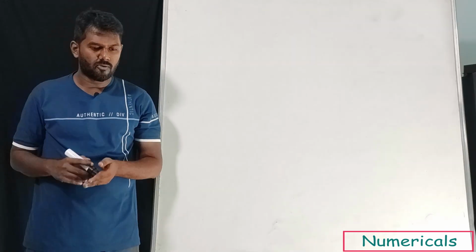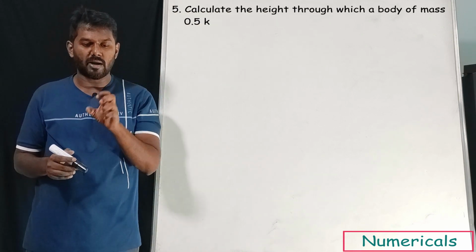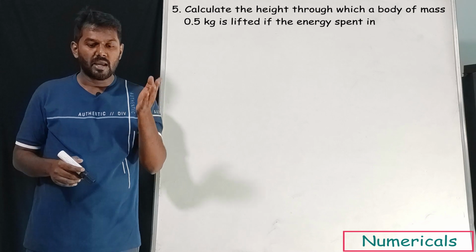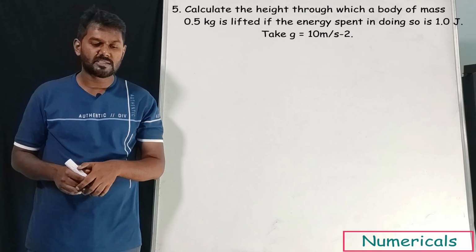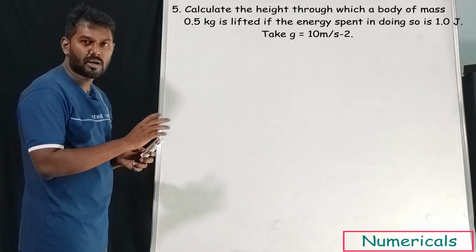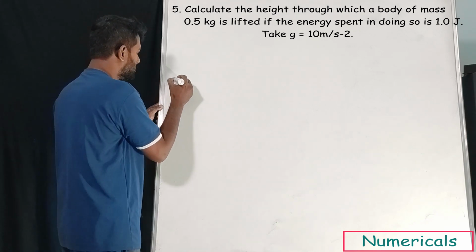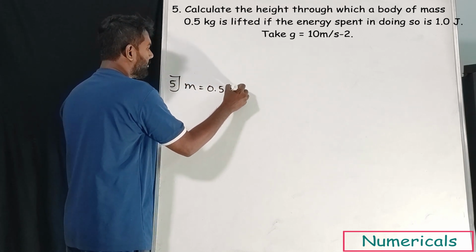Question number 5. Calculate the height through which a body of mass 0.5 kg is lifted if the energy spent in doing so is 1 joule. Take g is equal to 10 meter per second squared. First we will write the given data, then we will try to understand the question. Mass is equal to 0.5 kg.